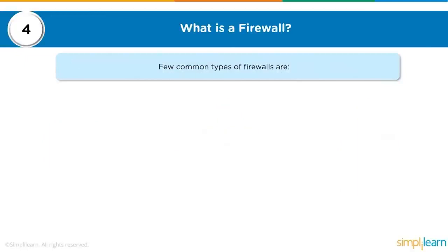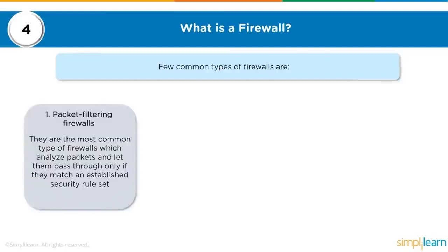Now, there are a few common types of firewalls that also need to be included in the answer to this question. And the first one is a packet filtering firewall. These are the most common types that you will come across, which analyze packets and let them pass through only if they match an established security rule set. Now here people do get confused when we say that we analyze packets. People think that these firewalls will analyze the contents of that packet, which is not correct.